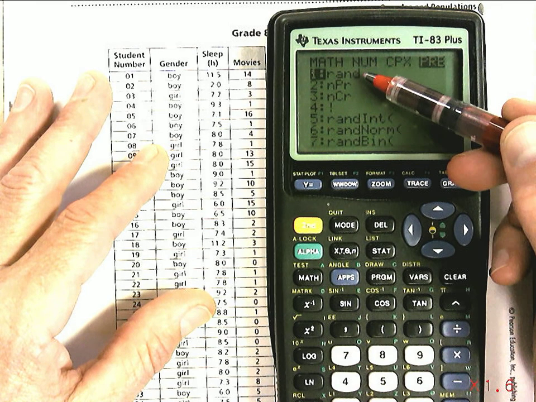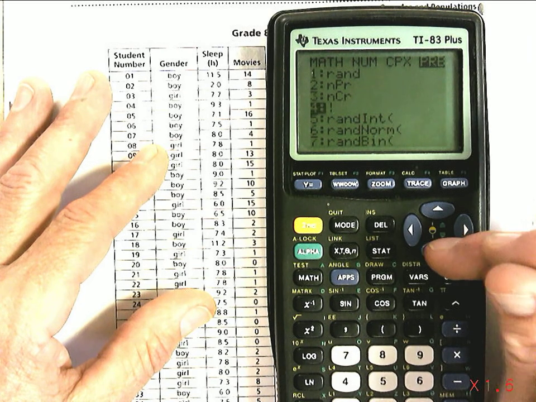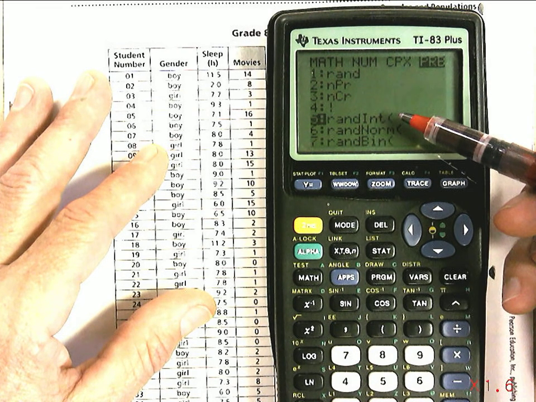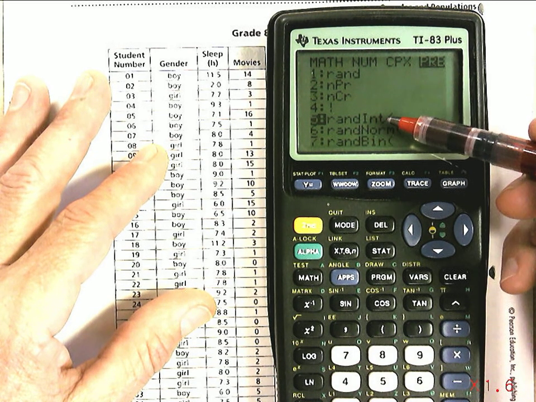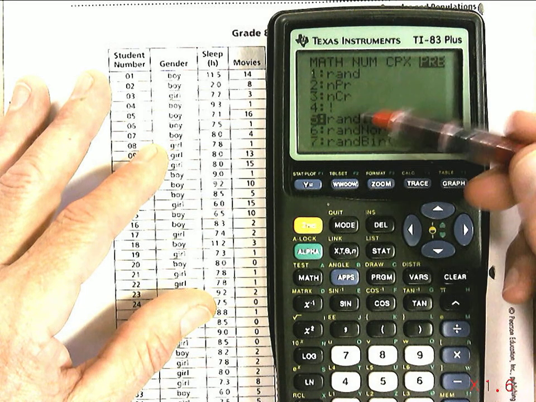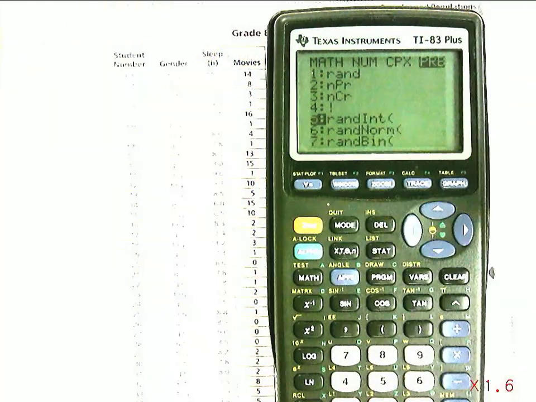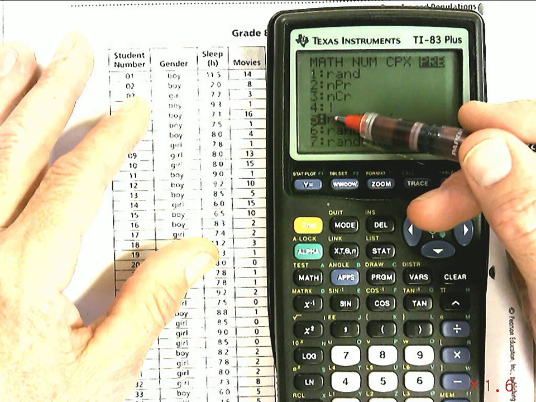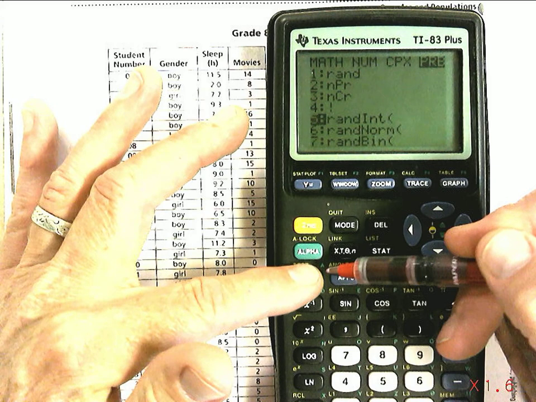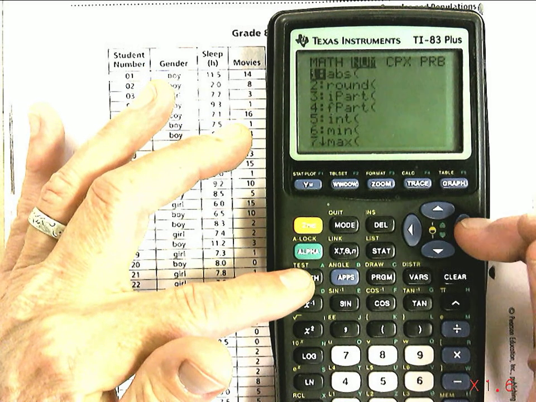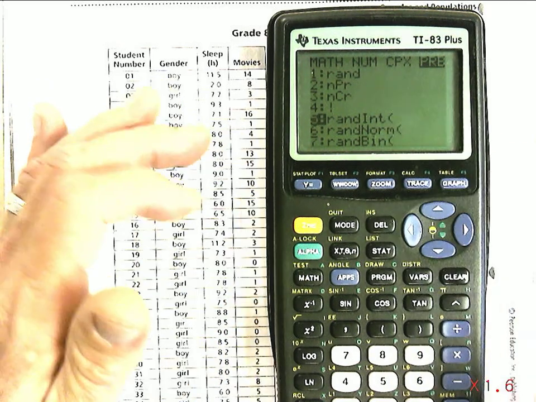So we're going to go down. This first one is random, but we don't want that. We actually want to go down to this one that says random int, which is a random integer. Integers are numbers like 1, 2, 3, 4, 5, 6, whole numbers, or negative 1, 2, 3, 4, negative 2, negative 3, but we only want the positive numbers. We're actually going to tell it what numbers to choose from. So it's like we're going to tell it what's in the hat, and then it's going to pick numbers out of the hat. So I'm going to go down to this one, number 5. So probability, number 5. So I go back, I push the math button right here, went over to PRB, and then down to rand int, this one, and hit enter.